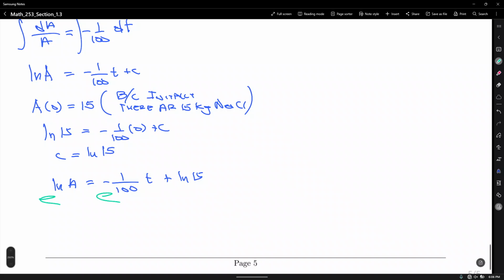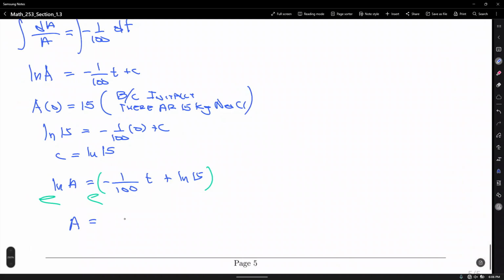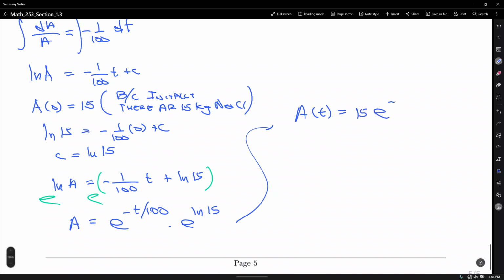So this is e. A equals e to the negative t over 100 times e to the ln of 15. Which is A of t, that's finally the model we need. e to the ln of 15 is 15, so A of t equals 15 e to the negative t over 100.